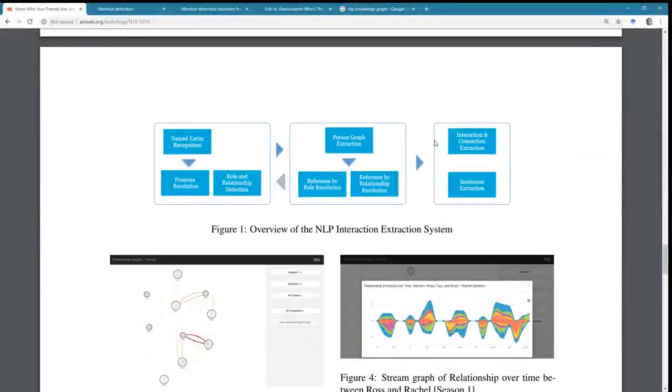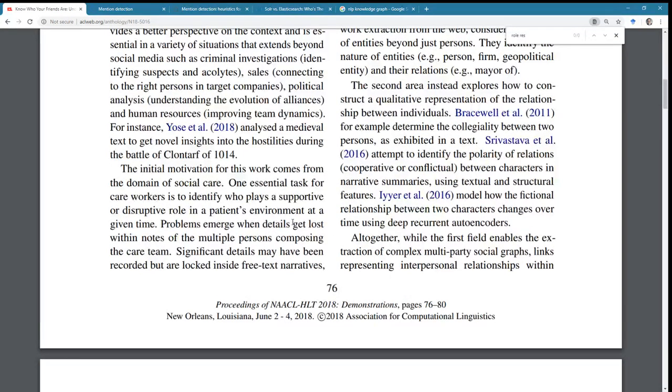Also, the system diagram: how are you getting the person graph? How are you extracting this person graph? I can sort of guess what it might be, because you're detecting these roles and relationships, and then you're creating a graph from there. But reference by role resolution and reference by relationship resolution, I don't know what the difference between these is. Did I just miss this? Role resolution. Nope. Do they mention role?